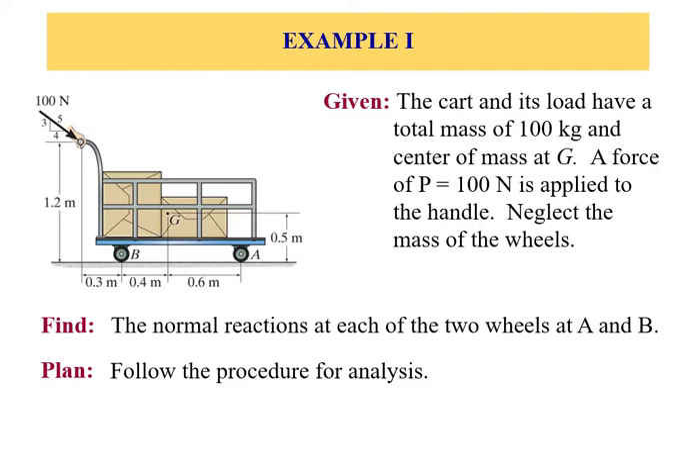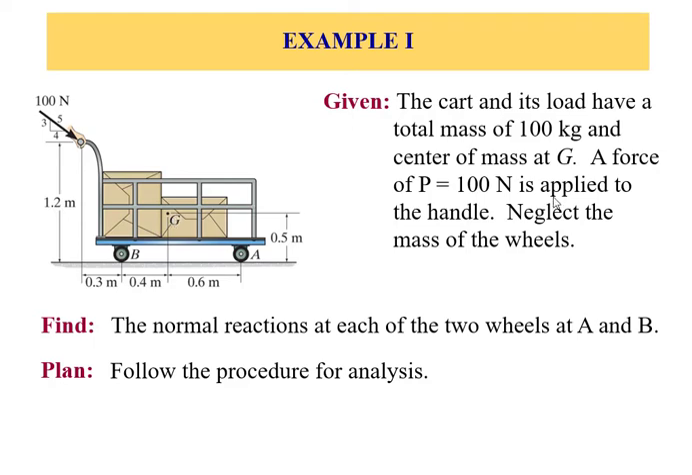We have a cart, and this cart is being pushed by 100 Newton with an angle given in a triangle shape, 3, 4, and 5. The total mass of this cart is 100 kilogram, and it's centered at G. The location of the center of mass, G, is given here.